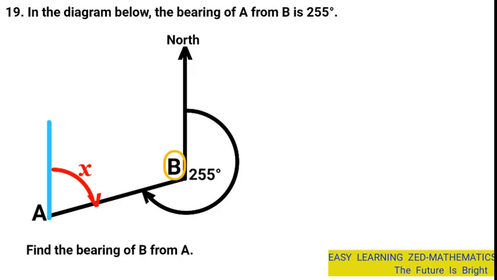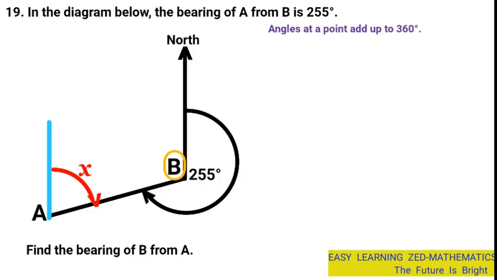So you're going to find a property that you can use to find angle B. The property we can use is that angles at a point add up to 360 degrees. That means when you combine angle B and the bearing, 255 degrees, they should give you a sum of 360 degrees. So that's what we're going to use.